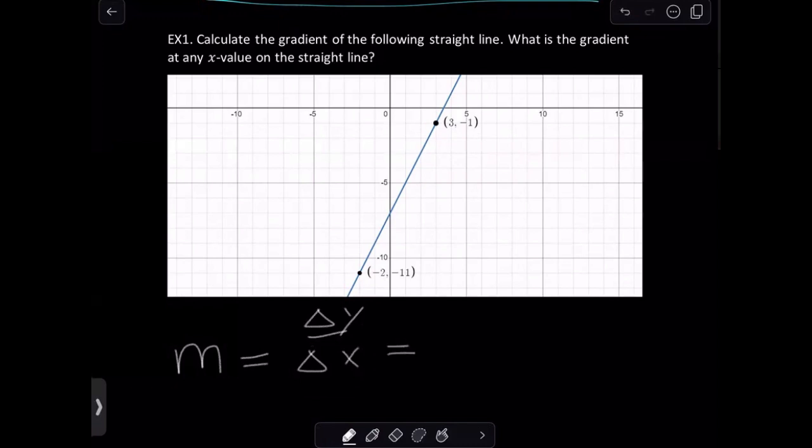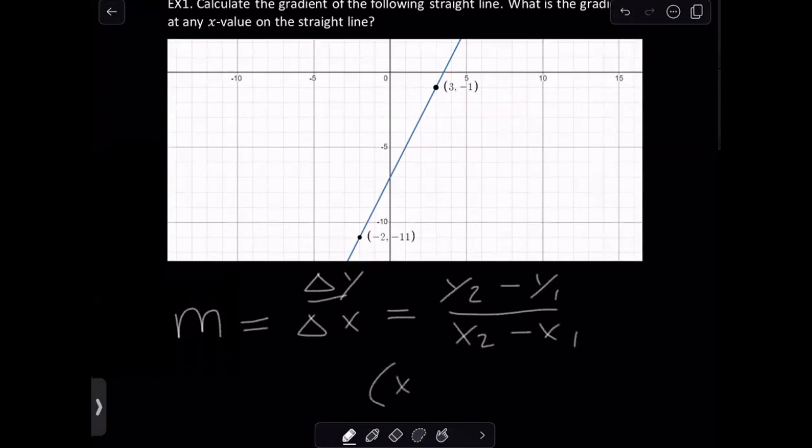We can take y2 minus y1 over x2 minus x1, where x1 and y1 is a single coordinate on this straight line, and x2 and y2 is another, different coordinate on the same straight line. So this is really easy. Let's take x2 and y2 to be this point on top, and x1 and y1 to be that point on the bottom.